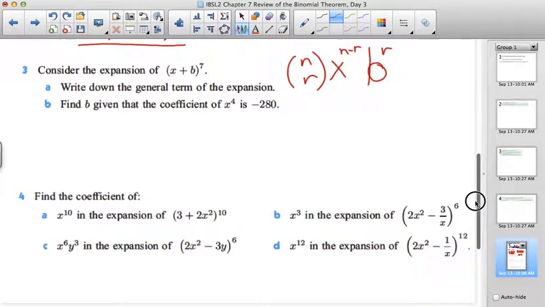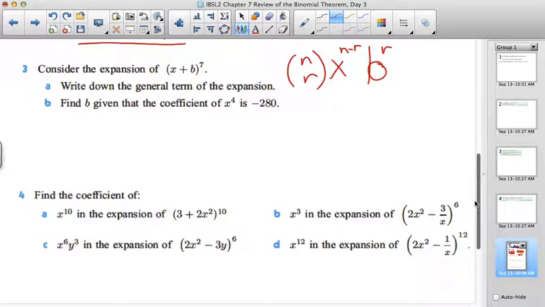Next, I already did A. Write down the general term of the expansion of x plus b to the 7th. And then part B says find b given that the coefficient of x to the 4th is negative 280. Essentially, they just told us that one of the terms of this expansion is going to be negative 280 x to the 4th.